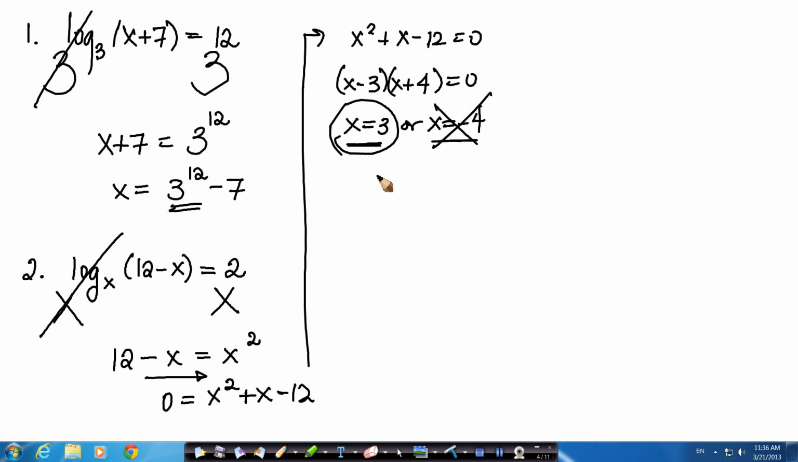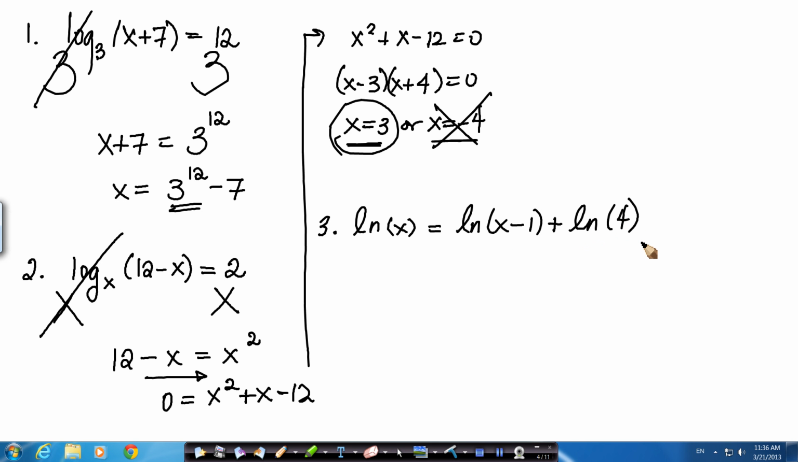Okay, let's try this one. This is a good one. What if I said to you the natural log of x equals the natural log of x minus 1 plus the natural log of 4. So now we've got more than one logarithm, right? So we've got to combine them.